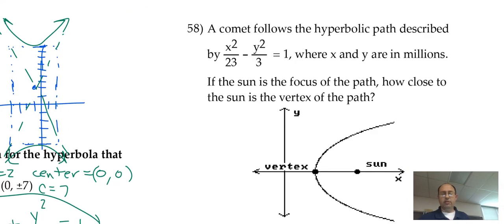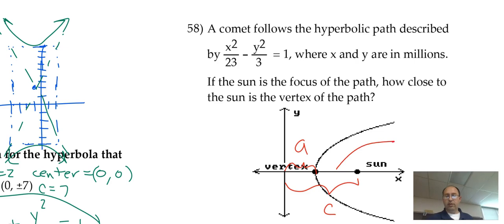A comet follows the hyperbolic path described here, where x and y are in millions. If the sun is the focus of the path, how close to the sun is the vertex of the path? So, in other words, we could find C, and we could do something. We could subtract A.